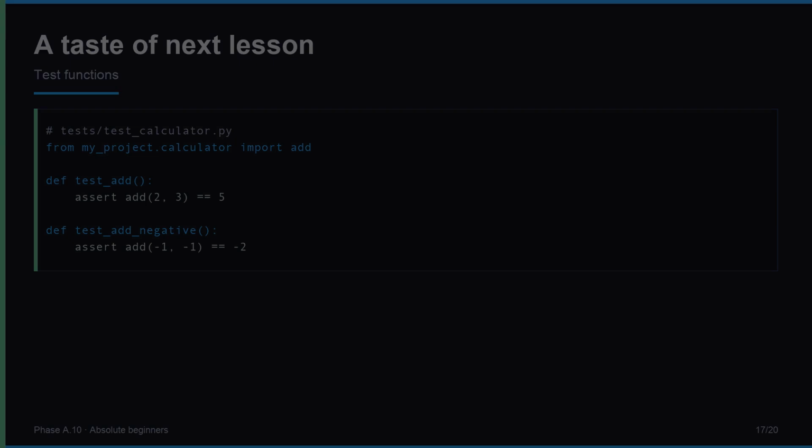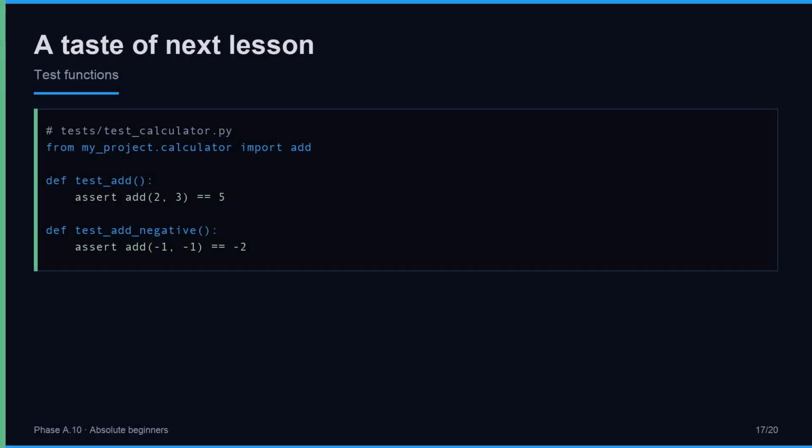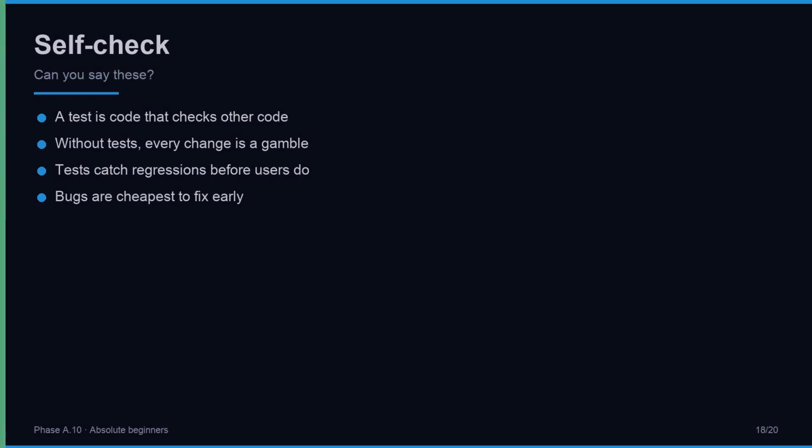4 properties. Here is a slightly bigger test file to give you a taste of what is coming. 2 tests in one file. One checks normal addition, one checks negative numbers. Each function does one assert. Each runs in isolation. We go deep on PyTest in the next lesson: how to write these, how to run them, how to read the output, and how to find the cause when one fails. For now, just see the shape: small functions, clear asserts, no surprises. Small functions, clear asserts.